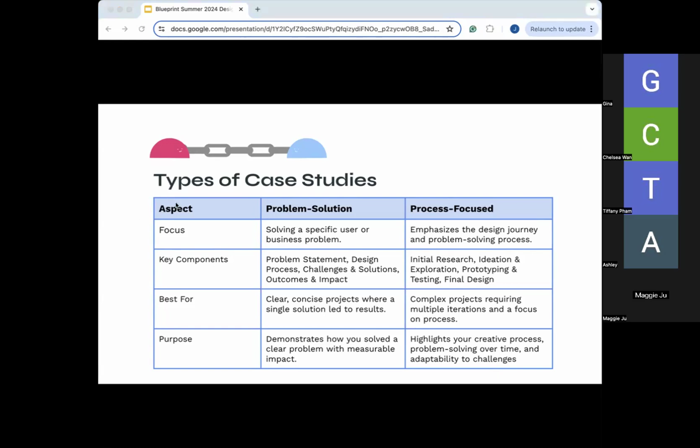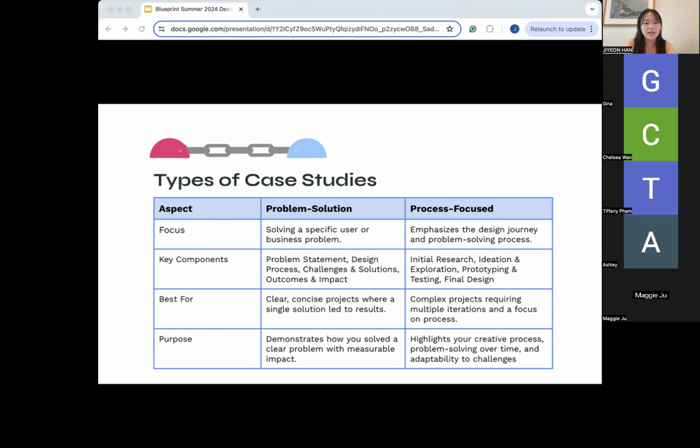Yeah, so the two types of case studies include problem solution and a process focused case study. The problem solution case study is the most common approach. You basically define a problem and take the reader on a journey through your process, showing how you solved it step by step. This type is really straightforward and it focuses on delivering a clear solution.